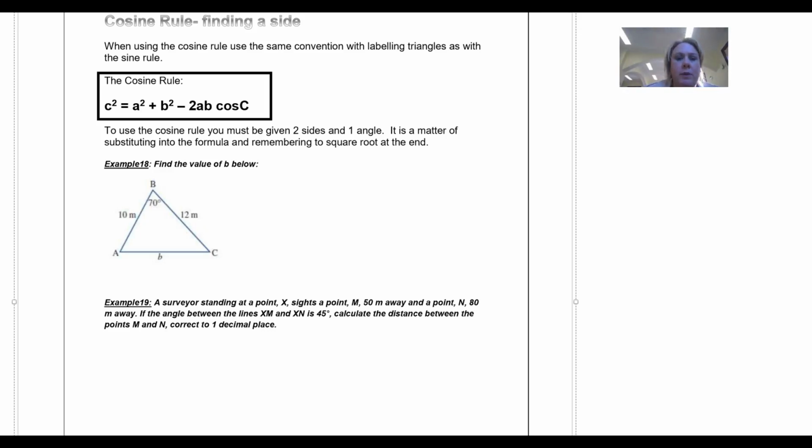Alright, the cosine rule is again another rule we use where the triangle is not a right angle triangle, so we're labelling it A, B and C. The difference is it's where we've got three sides and one angle. Remember the sine rule had two sides and two angles. This one is three sides and one angle.